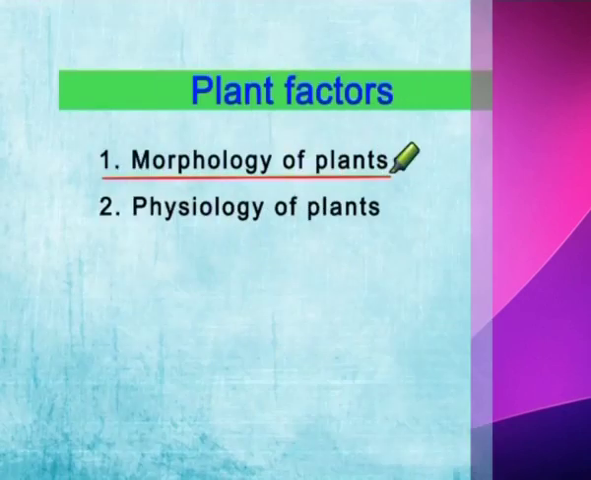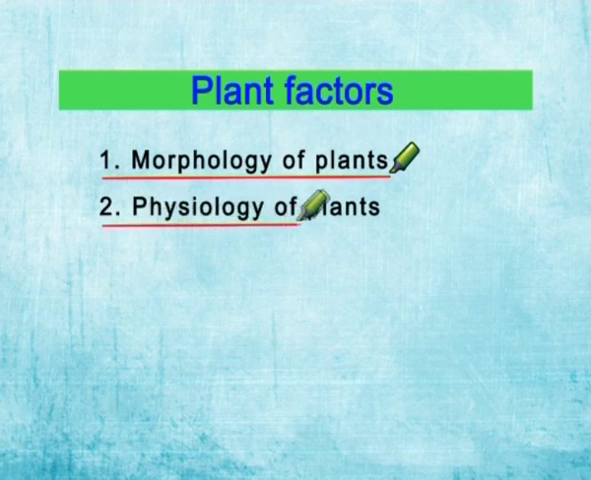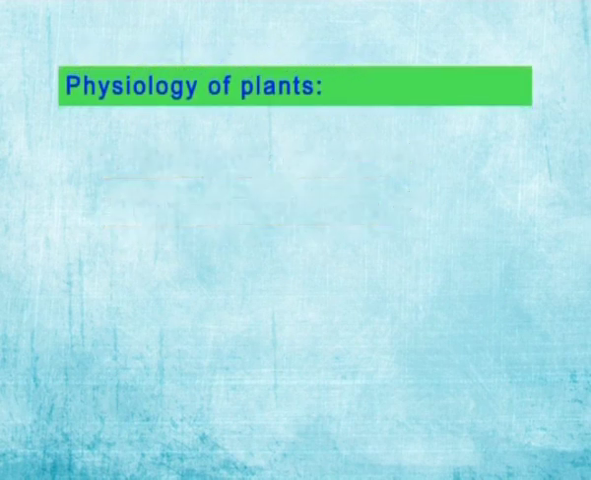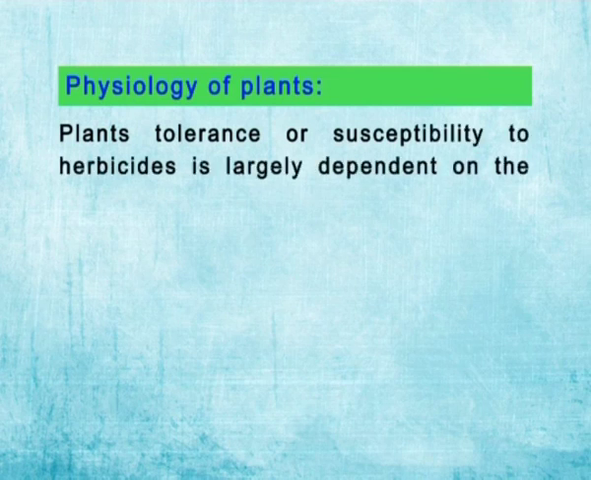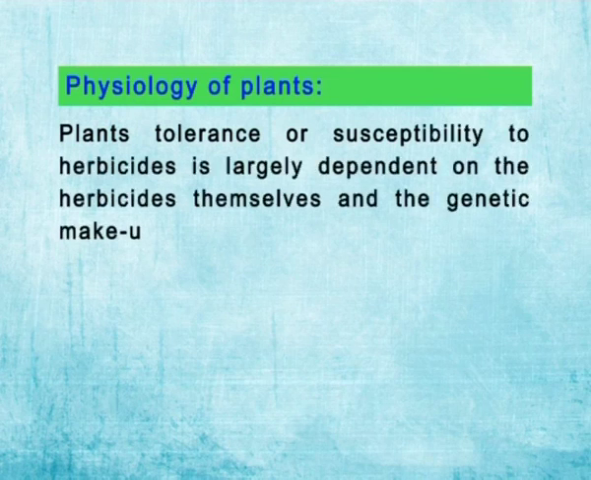The rooting depth of a plant is also a basis for selectivity. Herbicides like triazines remain mainly in the upper layers of the soil and affect the plants whose roots lie in that zone of soil. Number 2. Physiology of plants. Plants' tolerance or susceptibility to herbicide is largely dependent on the herbicides themselves and the genetic makeup of plants.